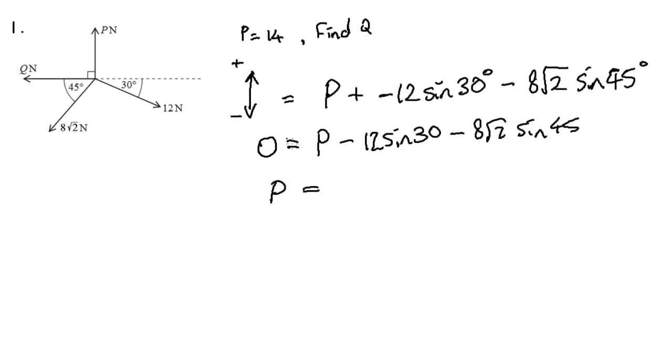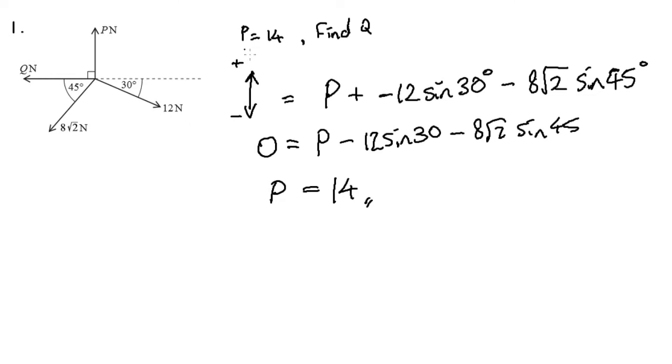So P is 12 sine of 30. Make sure you have your angle unit set as degrees. So 12 sine 30 add 8 root 2 sine of 45 gives you exactly 14. And so that is what you need to prove or show.